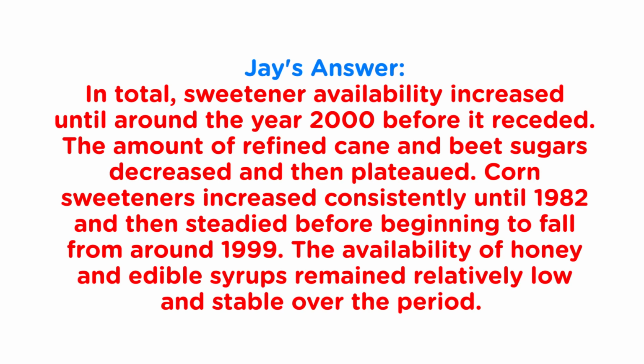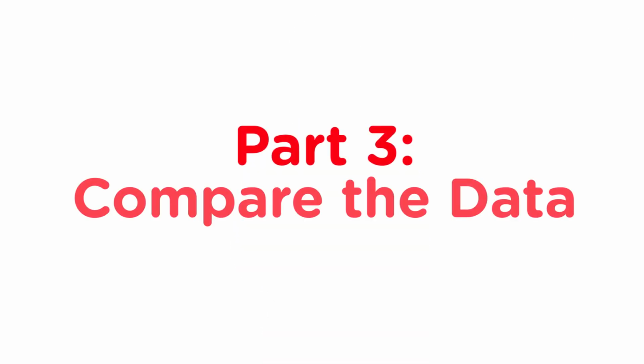The amount of refined cane and beet sugars decreased and then plateaued. Corn sweeteners increased consistently until 1982 and then steadied before beginning to fall from around 1999. The availability of honey and edible syrups remained relatively low and stable over the period. Let's now look at part 3. Part 3, compare the data.